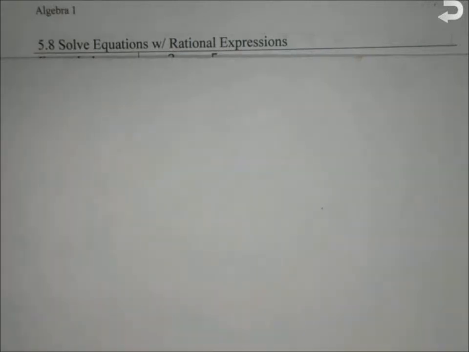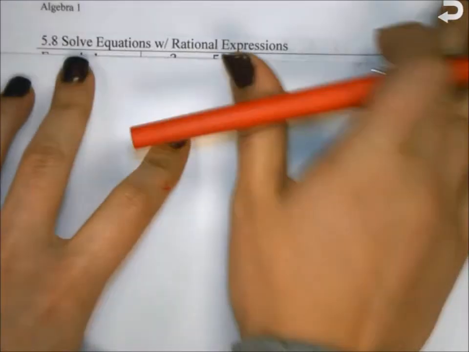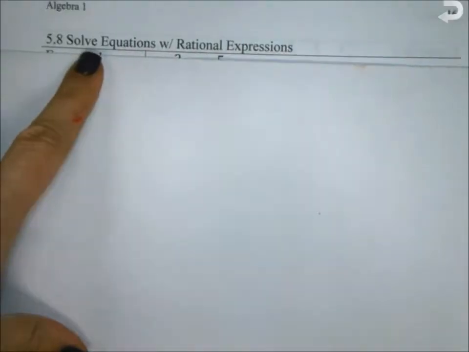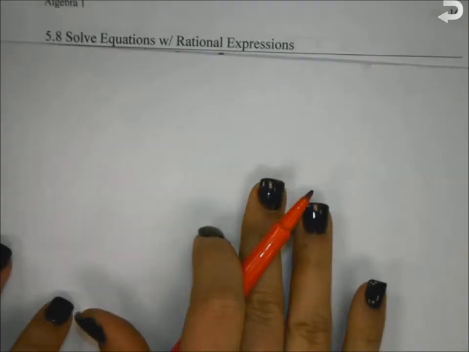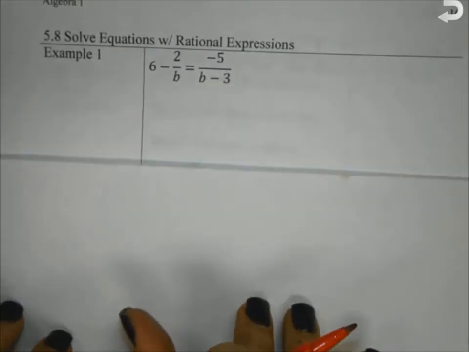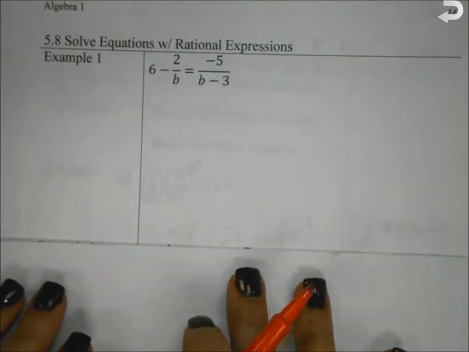So, we're going to try again. 5.8, we're solving equations with rational expressions. We already did that, but now we're looking at stuff that's more complicated. So we are going to go back to example 1. Make sure we give ourselves enough room here.